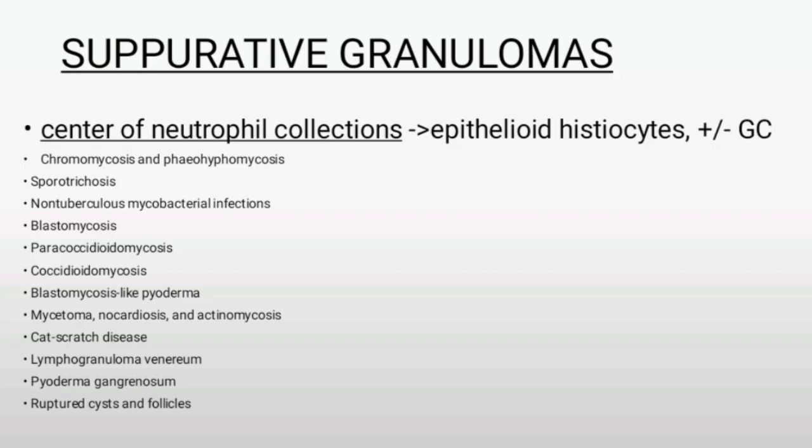Suppurative granulomas are characterized by a center of neutrophilic collections which are surrounded by epithelioid histiocytes with or without giant cells. They can be seen in many conditions: subcutaneous mycosis, mycobacterial infections, atypical mycobacterial infections, mycetoma, cat-scratch disease, lymphogranuloma venereum, pyoderma gangrenosum, and ruptured cysts and follicles.